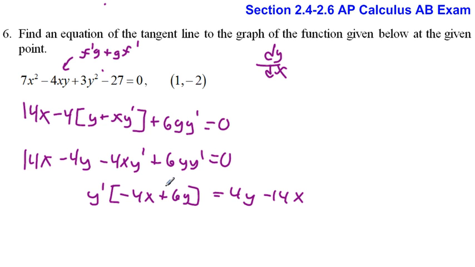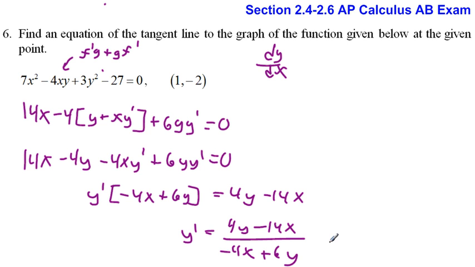And obviously our last thing now is to get rid of this right here. So let's just divide by it. So y prime is going to be equal to 4y minus 14x all over negative 4x plus 6y. And there we go. This right here represents the slope of the tangent line of this graph. I don't even know if it's really a function. I mean, we can kind of test that. But that's what the tangent line is.